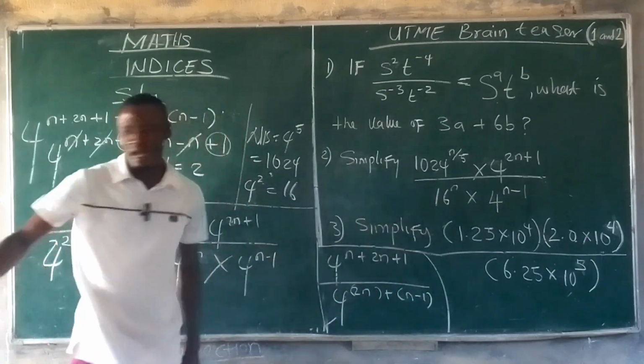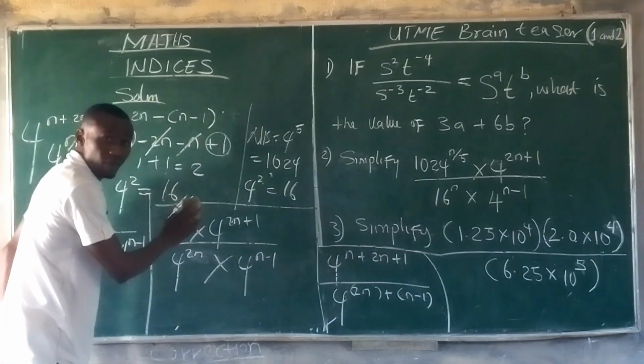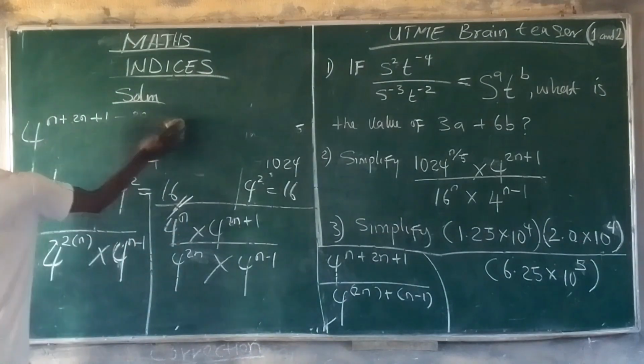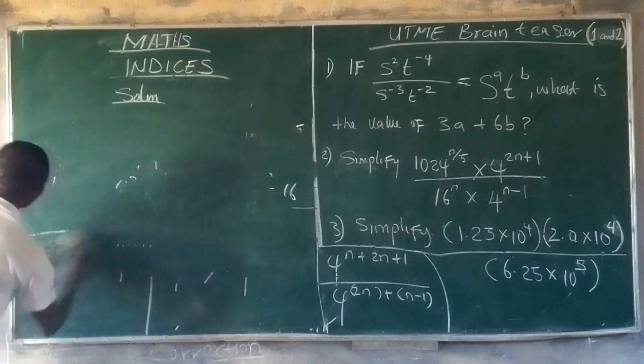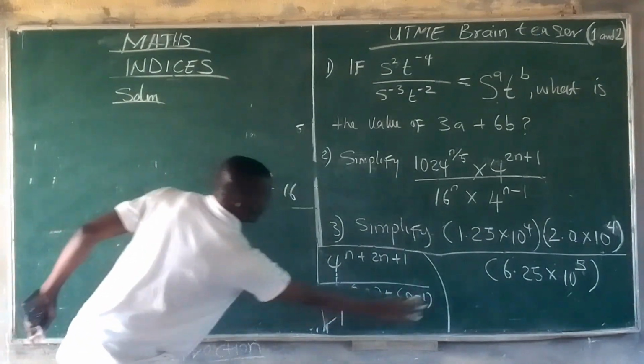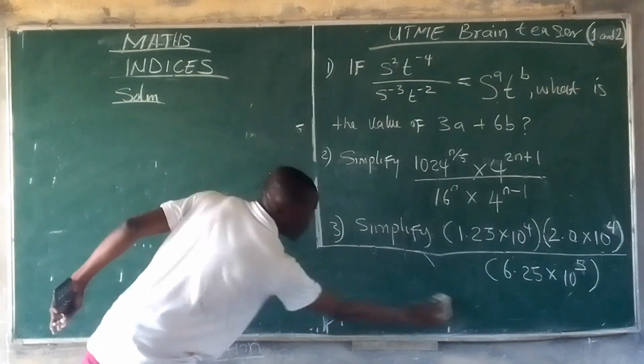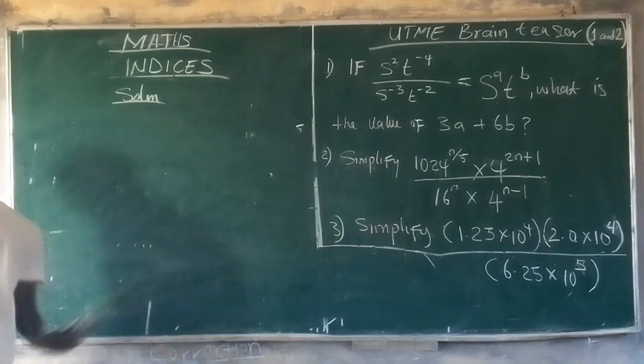So let's go to the next one. Okay? And then, alright, let's go to the next one. So the next one over there, remember, it's not part of the question. Don't copy it, it's not part of the question. So we have the next one there.